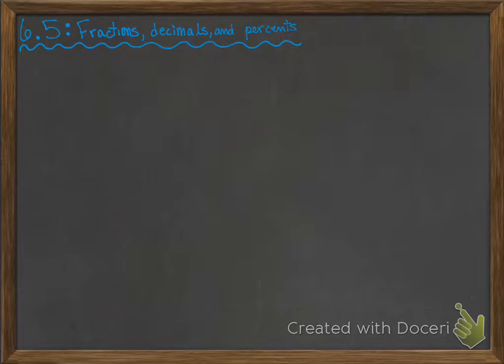6-5 is titled Fractions, Decimals, and Percents. I'm not going to make you go through what the definition of a percent is, but in case you forgot, a percent means for every 100. And so what we're going to do in 6-5 is we're really converting fractions to decimals, decimals to percents, and percents to fractions, and vice versa.